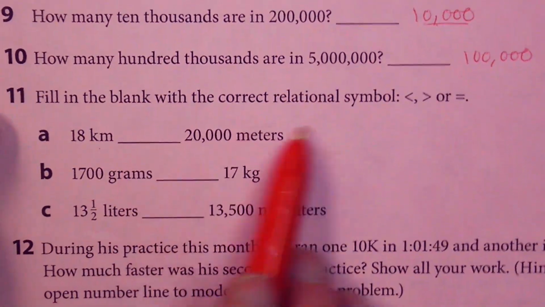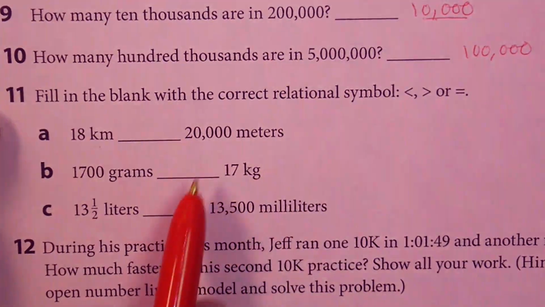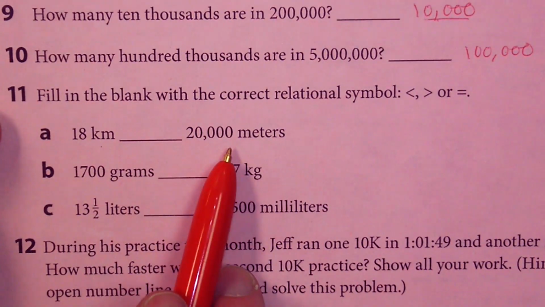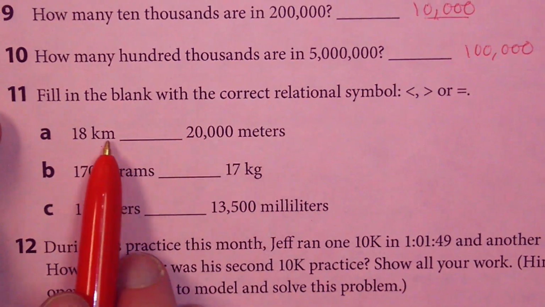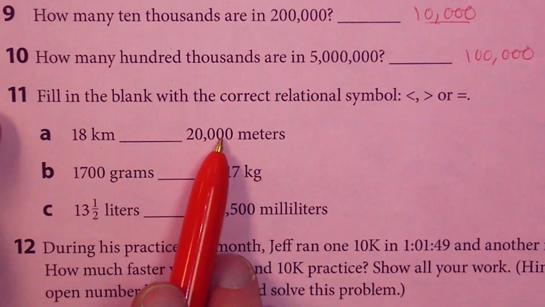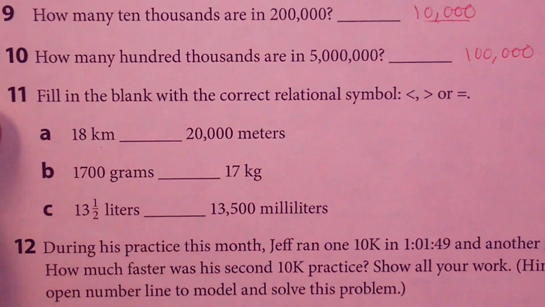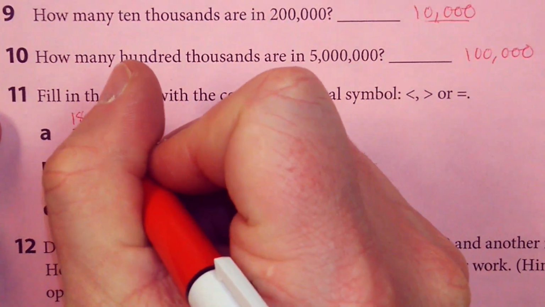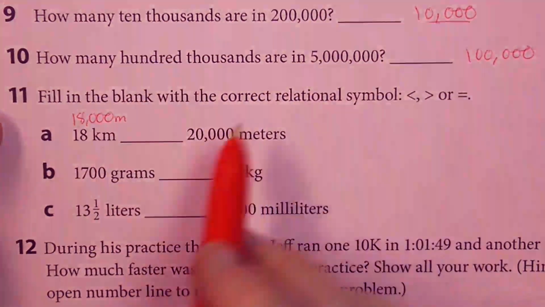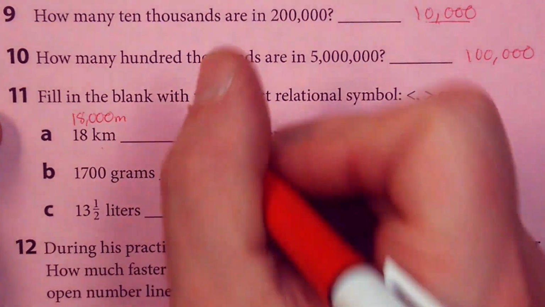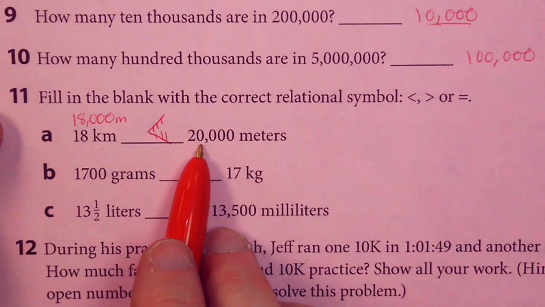Okay, fill in the blanks. Less than, greater than, or equal. Remember, the alligator has to eat the bigger number. We have kilometers, we have meters. In order for them to match, I either have to get rid of 3 zeros or I have to add 3 zeros, because there's 1,000 meters in a kilometer. So if I take 18 and I add 3 zeros, I have 18,000 meters. And then I can compare. Which one's bigger? Nom, nom, nom. The alligator eats the bigger number.